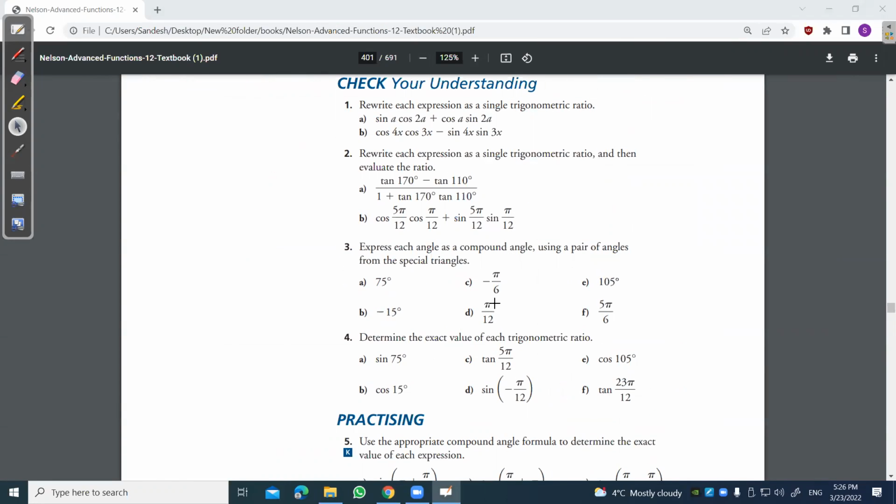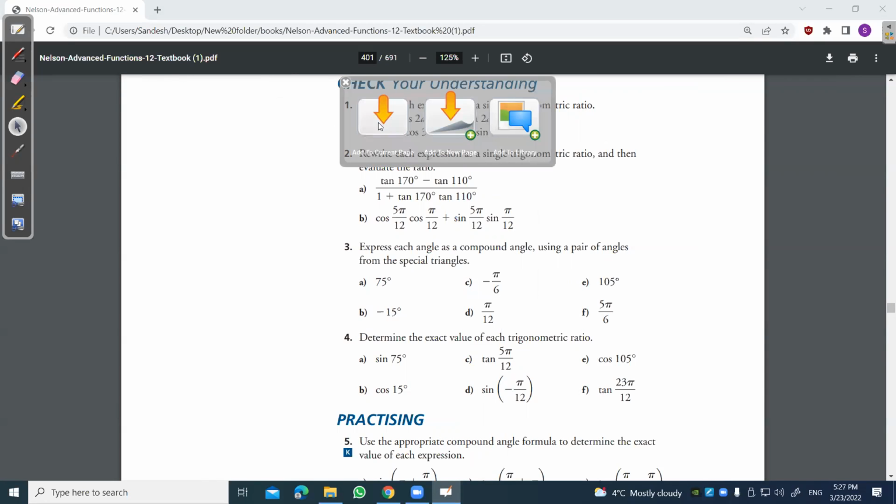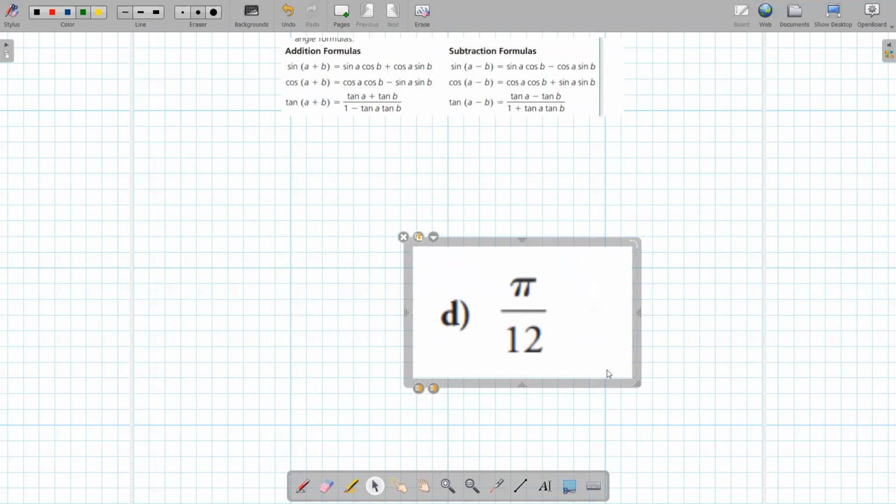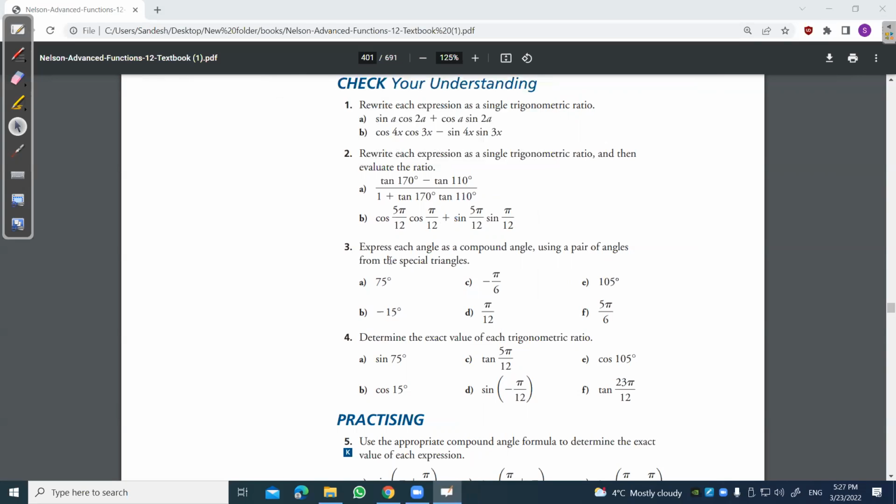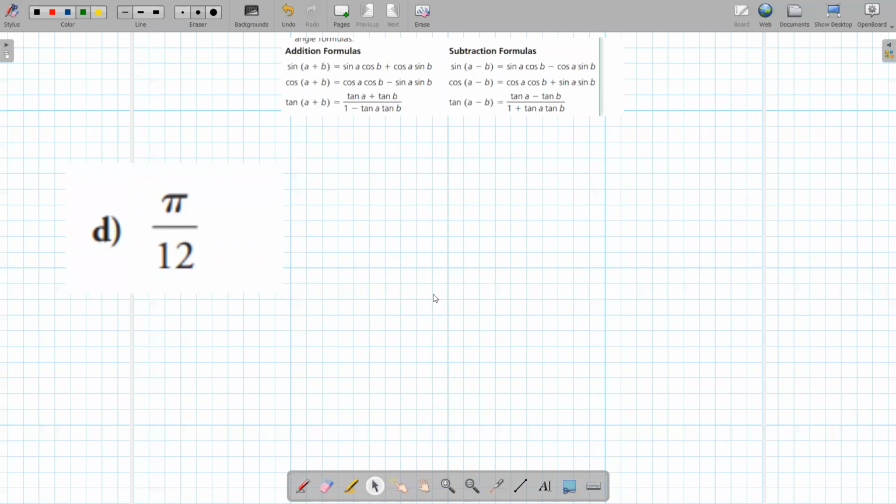I was just wondering, can I have two different answers that are right? Yeah, sure, you can. What's the question asking you? Using a pair of angles from the special triangles. So pi over 12 is 15 degrees, right? So you can either do 45 minus 30, right? Let me just double check. 180 over 12 is 15.